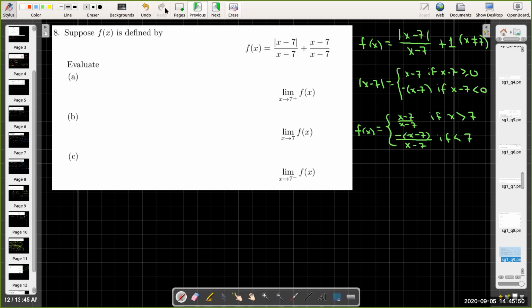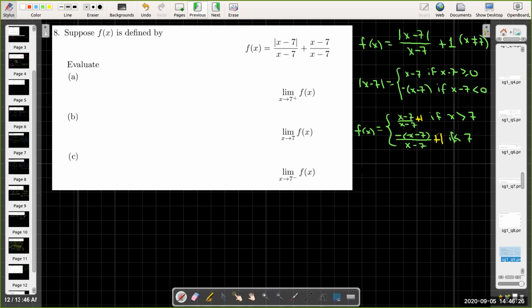And what am I forgetting? Let me put in a different color. There's still the plus 1. So plus 1. Plus 1. I can clean up a little bit here. Plus 1 if x is less than 7.